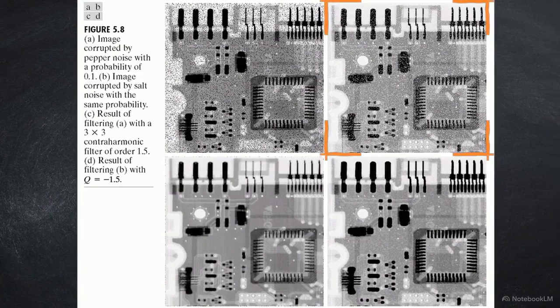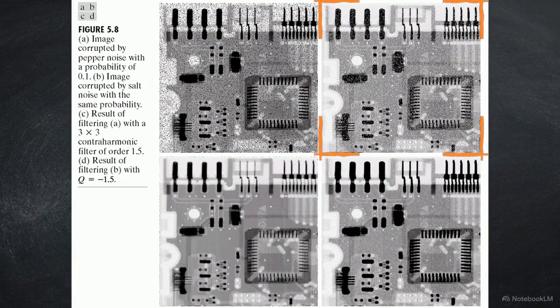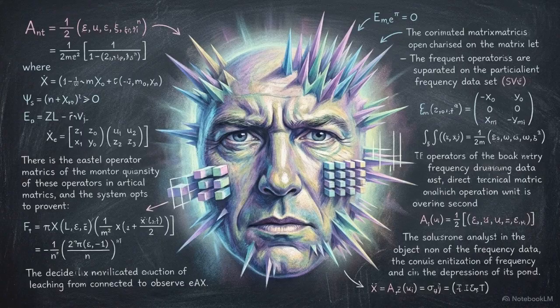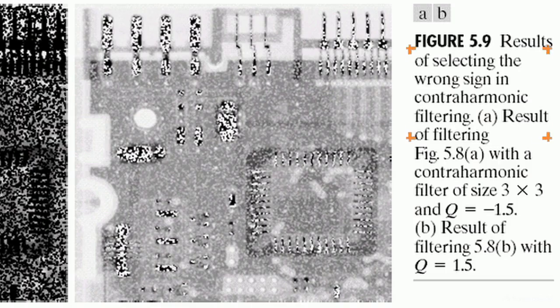If the corruption consists of bright salt noise, flipping Q to a negative value allows the filter to target and remove those white spikes, as shown in panels B and D. Because this filter is so specialized, the operator must identify the noise profile with absolute certainty before setting the value of Q. If the wrong sign is selected for Q, the result is catastrophic.